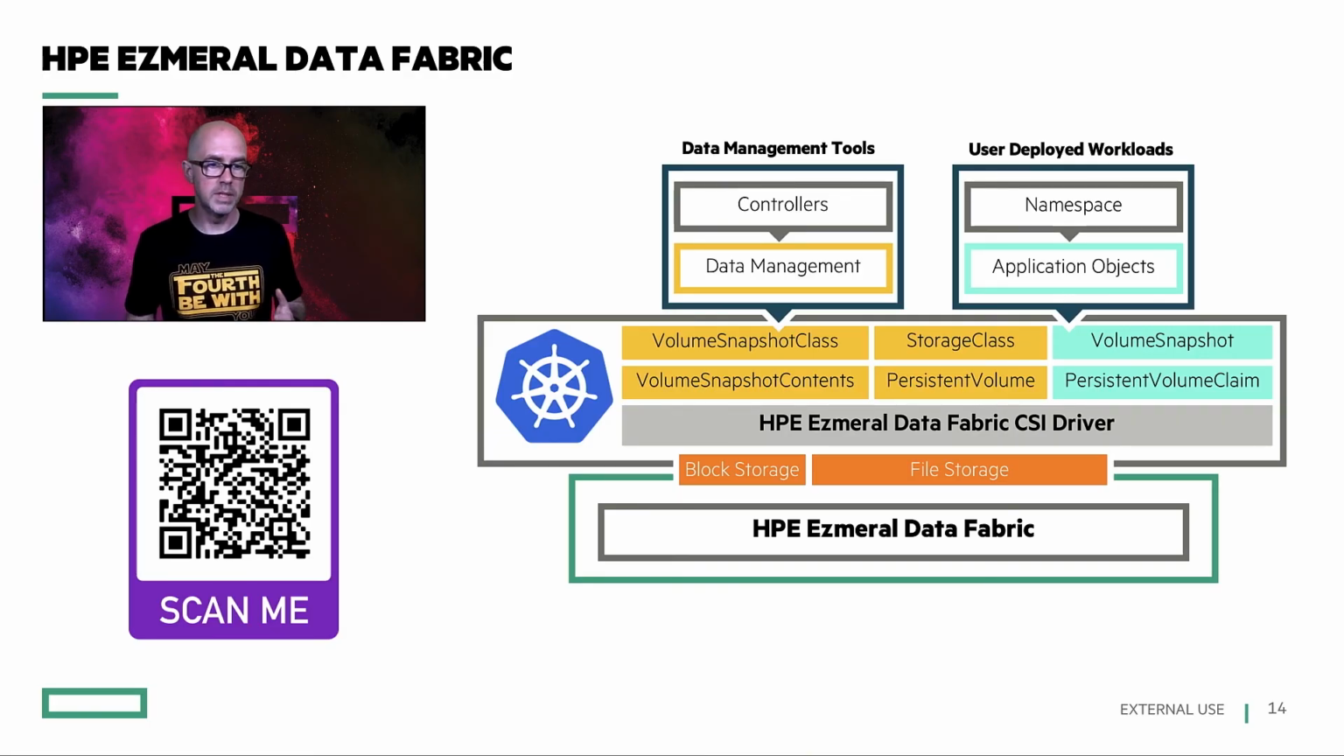Looking at the capabilities that the Ezmeral Data Fabric provides to Kubernetes, you can run both block and file out of the same fabric. And it has a full suite of data management capabilities, such as volume snapshots, and you can provide persistent volume claims to any style of application. Whether it requires read-write once, read-write many, or read-only many, it doesn't really matter. You can pick your poison, block storage or file storage.